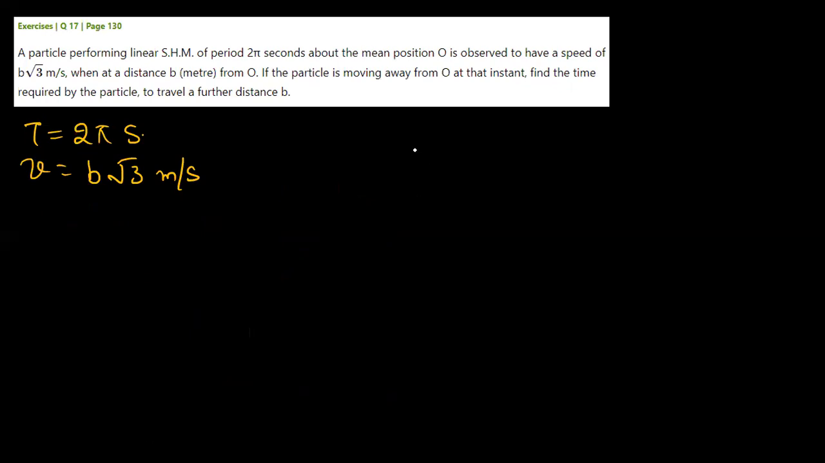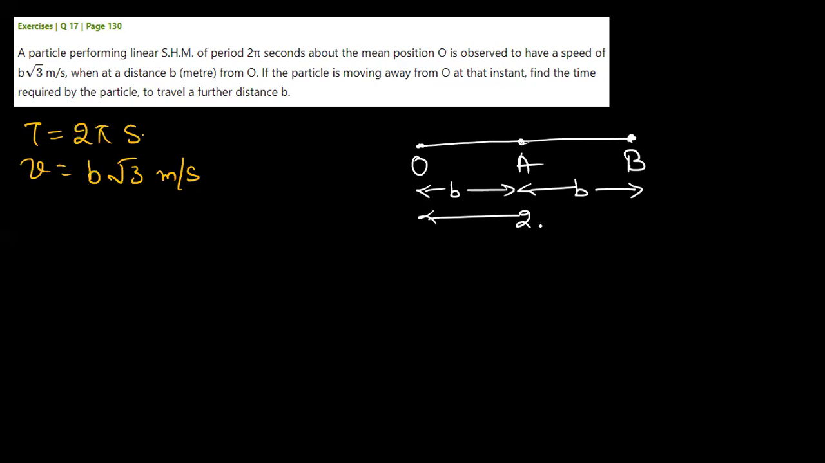So suppose O is my mean position, and I can take any letters. O is the mean position, this is A, and this is suppose B. Please understand carefully. If O is the mean position, then a speed is given to us: speed V equal to b root 3 at a distance b from O. Suppose this distance is b, this distance is also b. The total distance will be 2b.